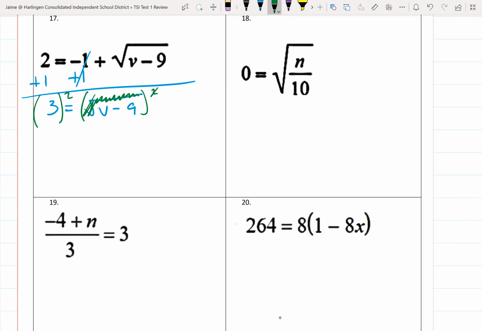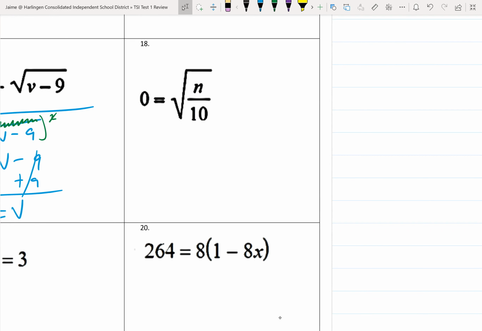It's all gone now. So this is just going to be v minus 9 is equal to 3 squared. Remember that 3 squared means 3 times 3, not 3 times 2. So 3 times 3 will be 9. So get the v by itself. How do you move a minus 9? Well, you add 9. So v is equal to 9 plus 9, that's 18. So the answer to this question is 18.